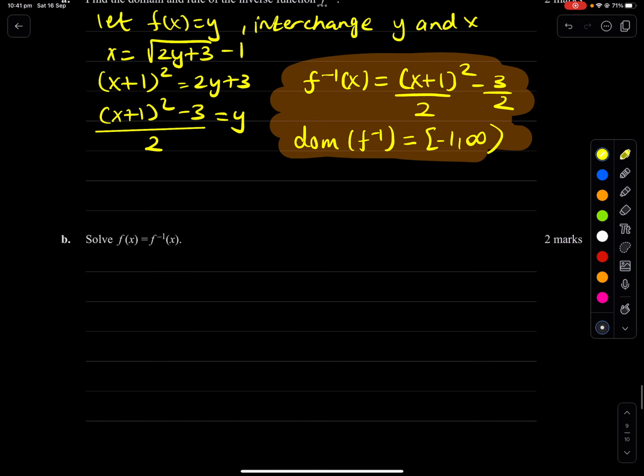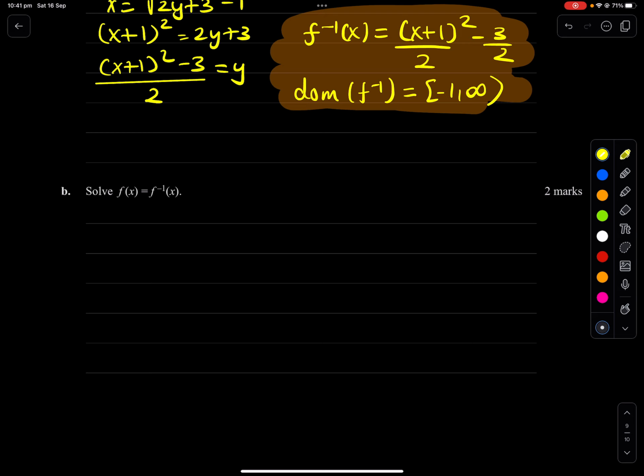Move on to the next question. Solve f of x equals the inverse. Okay, this is the easiest. If you really look at it, it crosses. So if you have something like the inverse, for example, if you had the inverse of this, the inverse will look like this. And what they do is they always cross y equals x.